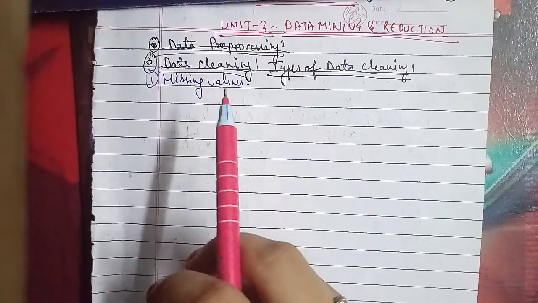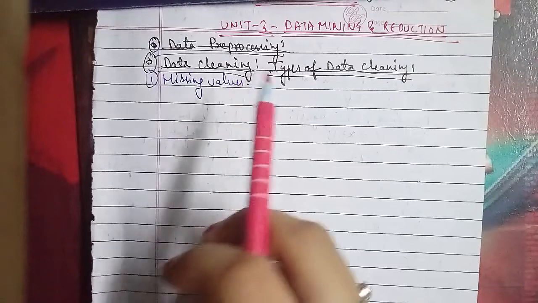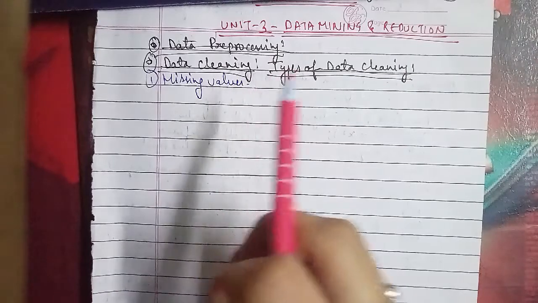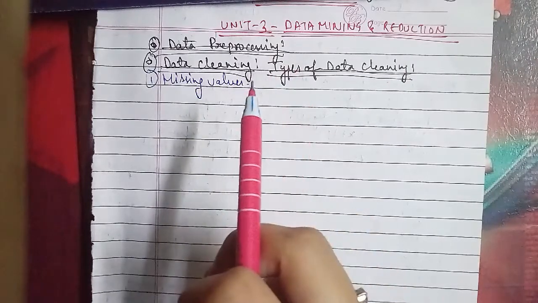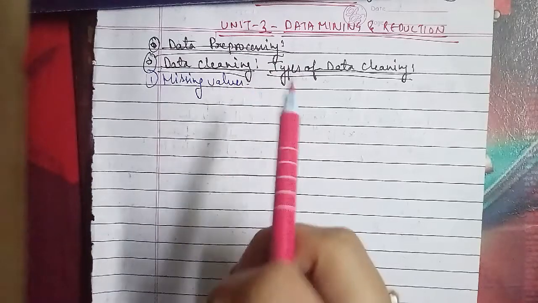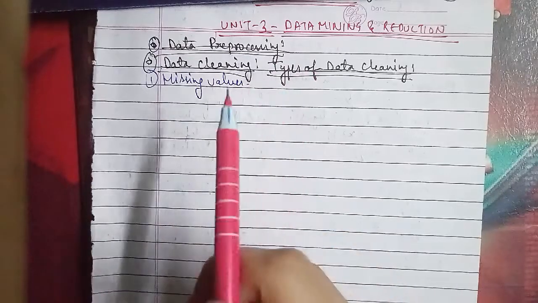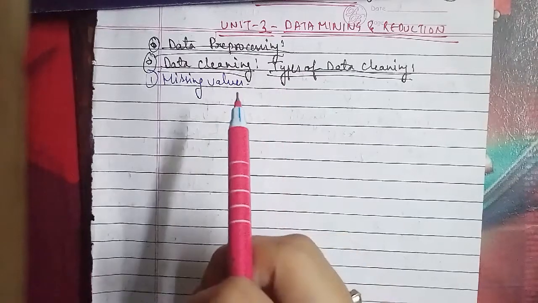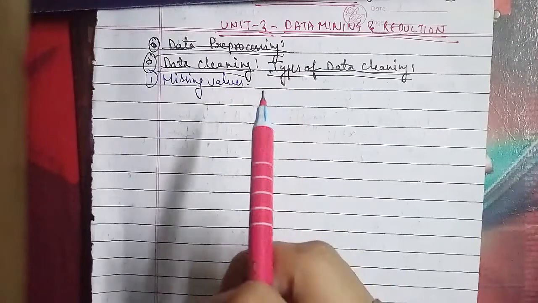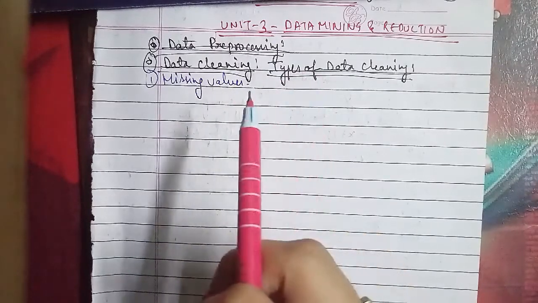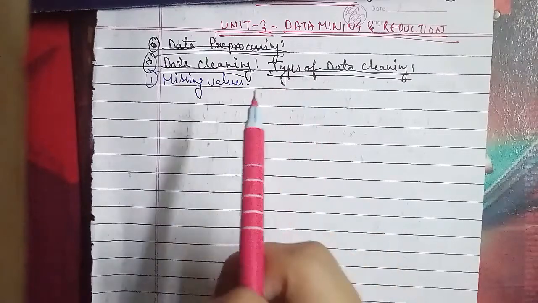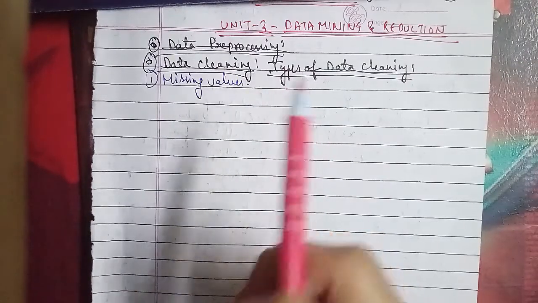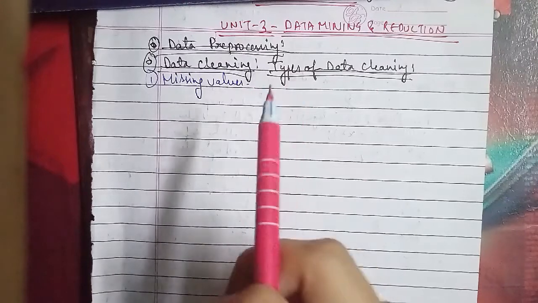The first approach is that the tuple is ignored when it contains several attributes with missing values. The second is that the value is filled manually for the missing value. The third is that a global constant is used to fill the values. The fourth is that the attribute mean is used to fill the missing values, and the fifth is that the most probable value is used to fill the missing value.